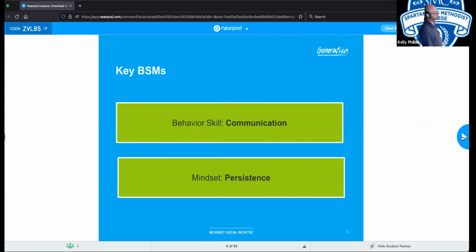BSMs we want to keep in mind while we are taking care of this technical session: communication. Obviously, IT is a team sport. We need to be able to effectively communicate with our teams, with customers, and those in the upper tiers if we are escalating tickets, so that we can effectively and efficiently take care of the customer and their needs.